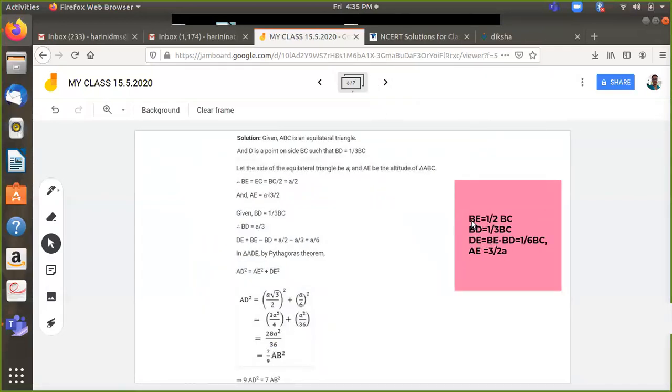Now both BE and BD I have written in terms of BC. So when I substitute this, it becomes 1/2 BC minus 1/3 BC, or half minus 1/3, which is 1/6 BC. So I have got DE also in terms of BC.